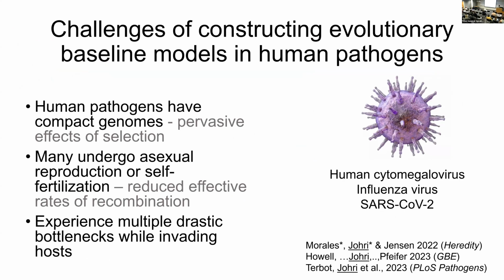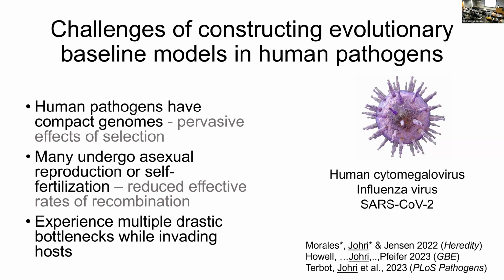Because a lot of human pathogens have compact genomes, so there are pervasive effects of selection acting on these genomes. Many of them undergo asexual reproduction or self-fertilization, so that will reduce the effective recombination rate in these genomes. And then third, they all experience multiple drastic bottlenecks while they invade hosts, right? So it's just part of their natural process.